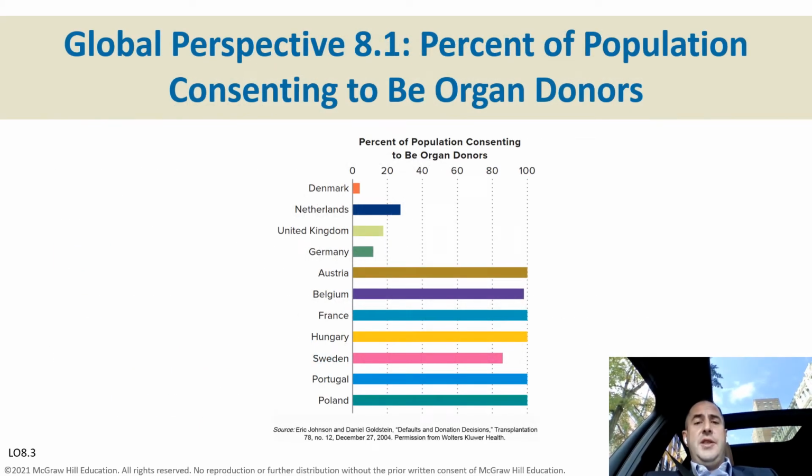This table shows a selection of European countries, the percentage of their respective populations that have indicated their willingness to participate in an organ donor program. I actually started talking about this at the beginning of the chapter, where I was mentioning these opt-in or opt-out programs. If you want people to do something, you're better off having that option be the default and allowing them to opt out than having the decision to opt in.